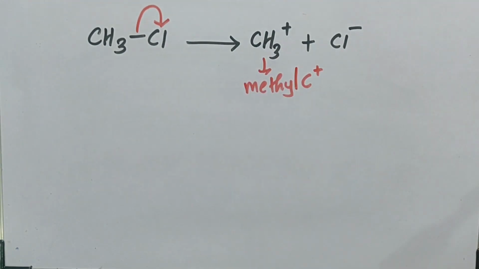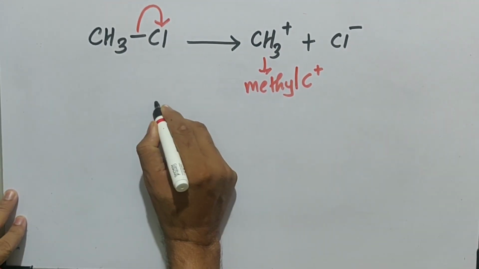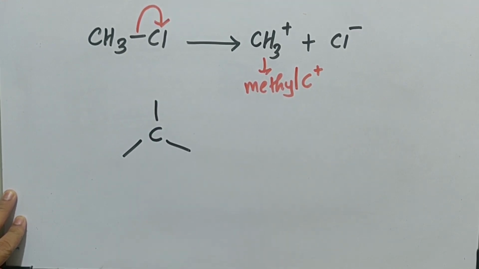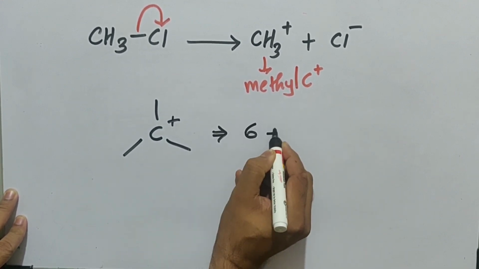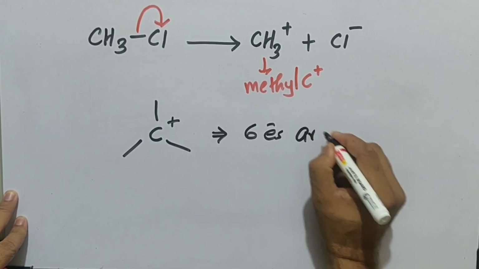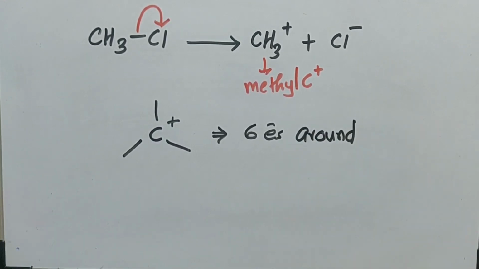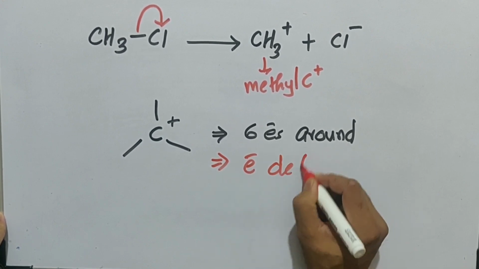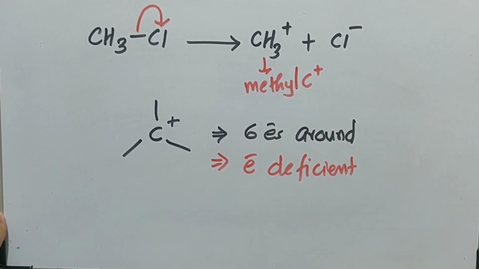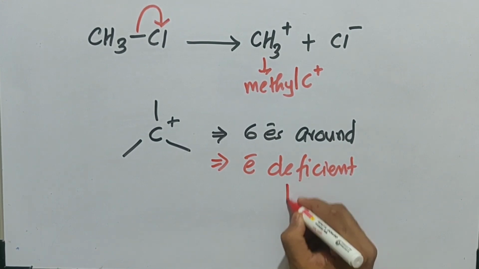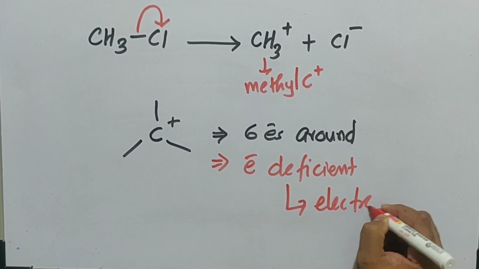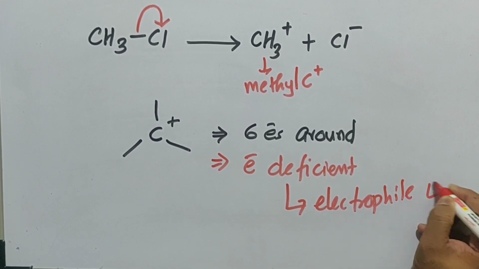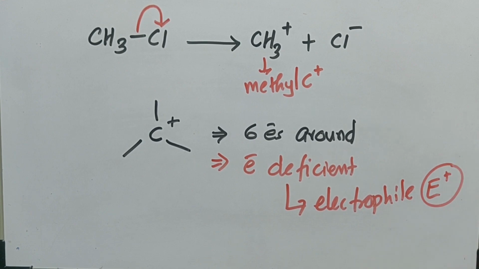This is the methyl carbocation. How many bonds are present around this carbon atom? Three bonds are present, that is totally 6 electrons around carbon. There is no octet, so this species is electron deficient, and it acts as an electrophile. Electrophile is represented as E+.